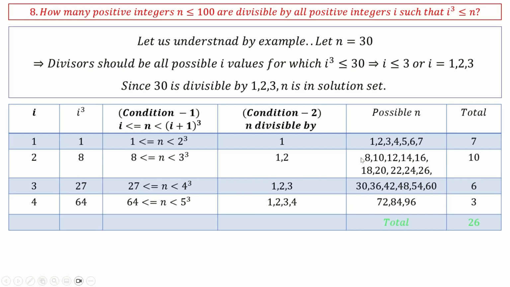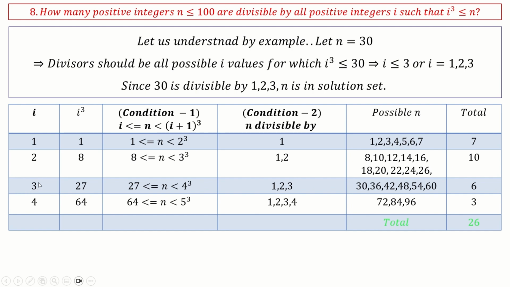So all these numbers should be divisible by 1 and 2. What are the possibilities? Obviously they are the even numbers from 8 to 27. That is 8, 10, 12, 14, 16, 18, 20, 22, 24 and 26. These are the 10 numbers possible here.